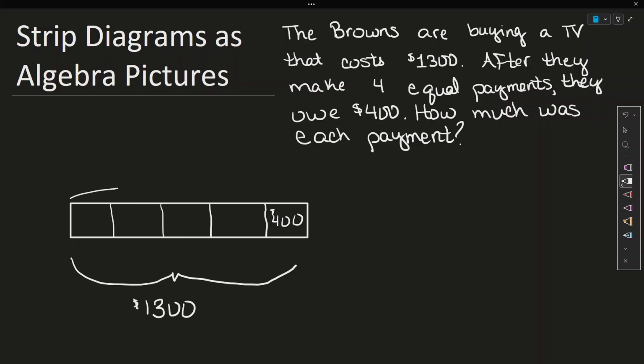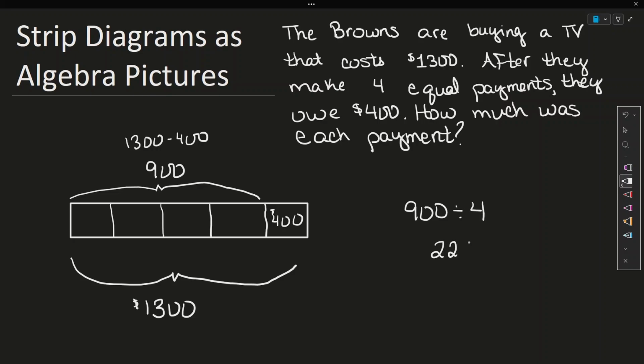So this amount of the strip, the 4 equal payments together, are the full strip, $1,300, minus the $400. So $900. Well, we can then take that $900 and divide it into 4 equal groups. When we do, that gives $225. So that tells us that each payment was $225.